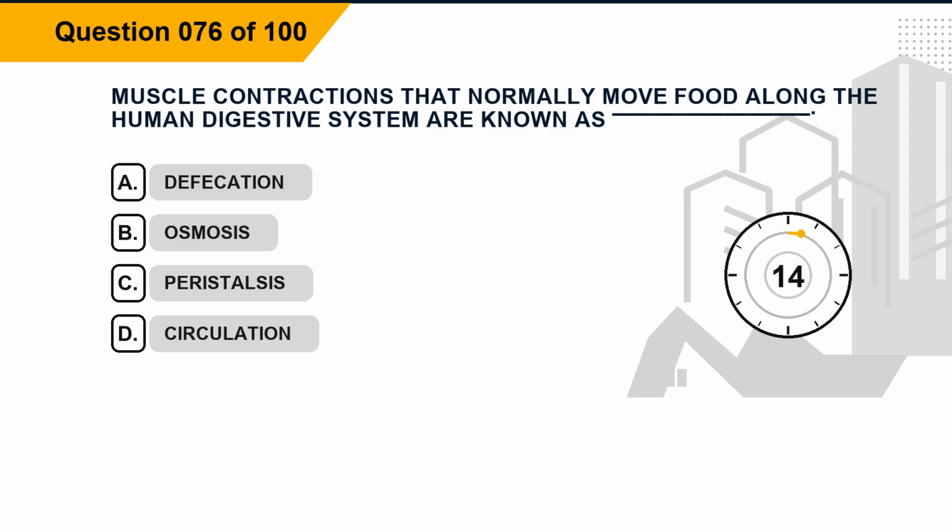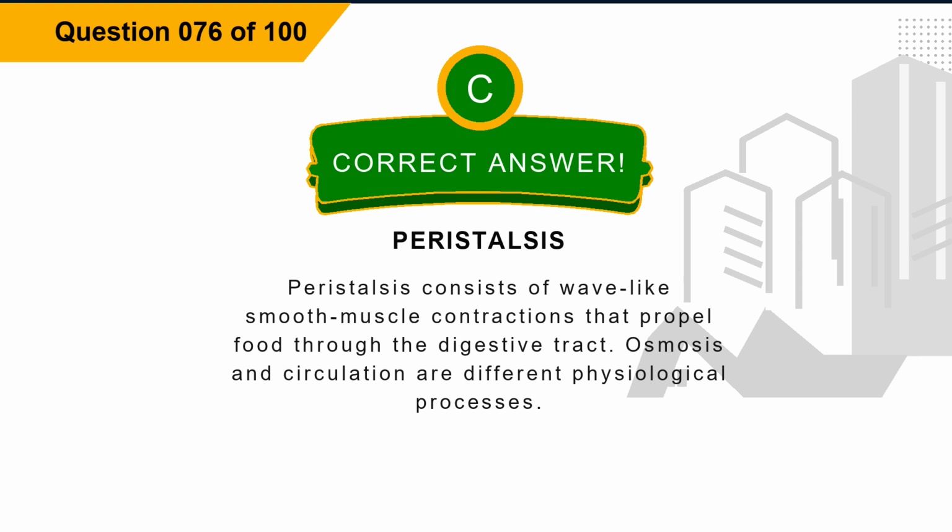Question 76. Muscle contractions that normally move food along the human digestive system are known as blank. Option A, defecation. Option B, osmosis. Option C, peristalsis. Option D, circulation. The correct answer is option C, peristalsis. Explanation: peristalsis consists of wave-like smooth muscle contractions that propel food through the digestive tract. Osmosis and circulation are different physiological processes.